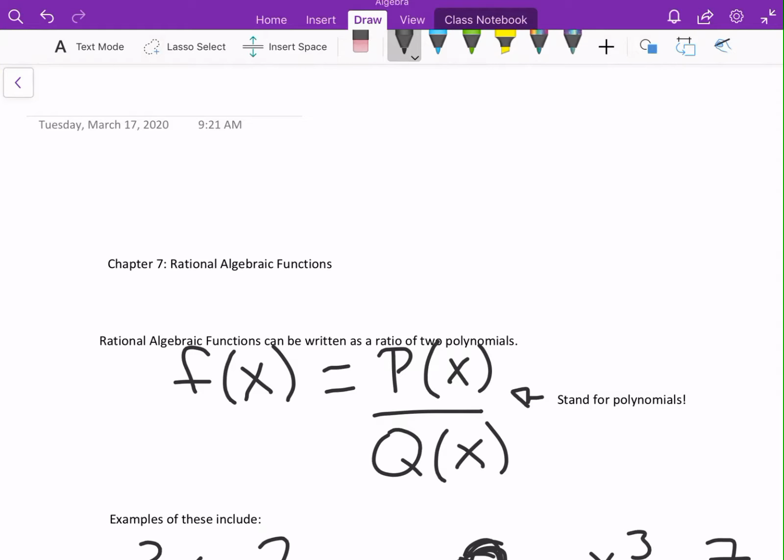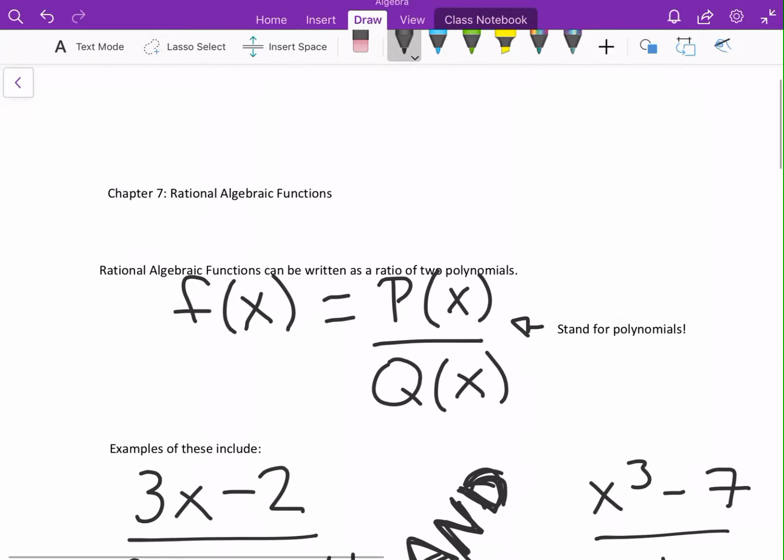Today we're going to be starting some new material. We're moving into chapter 7 that focuses on rational algebraic functions. We're going to take this chapter and go backwards. We are going to begin by looking at how rational algebraic functions can be written as a ratio of two polynomials. This rule looks like this. F of x is equal to p of x all over q of x. And in this case, both of those stand for polynomials, and that is a ratio.